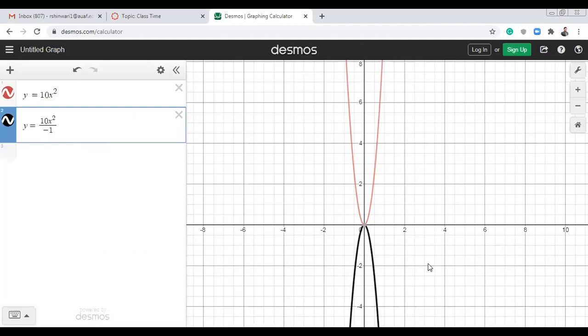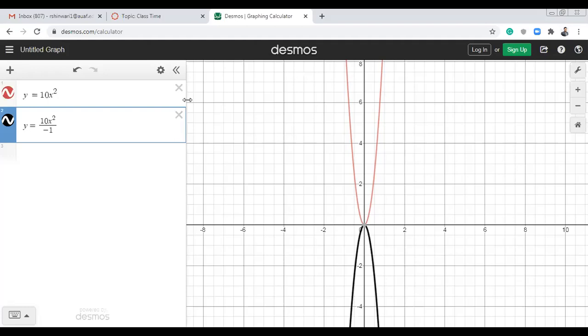So these are called the stretching and shrinking of graph, and also reflection of graph. Any question? Shifting graph vertically, horizontally, shrinking, stretching, and also reflection. Any question on these topics?